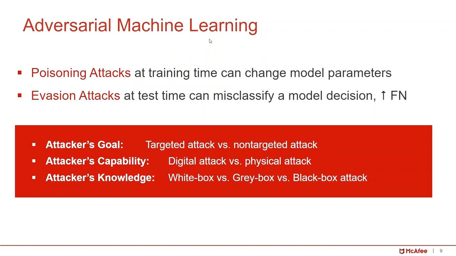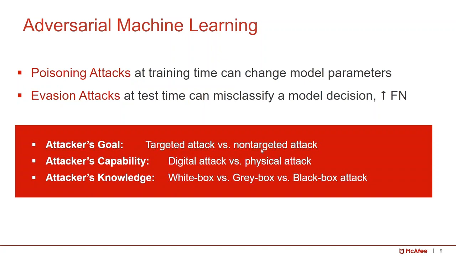As we described, the attackers have different goals. So we can differentiate this type of attack as targeted attack or non-targeted attack. For example, if we want to do facial recognition, it can be targeted to a specific person. Whereas the non-targeted attack means you just want to do the attack so that the system cannot recognize the legitimate person.